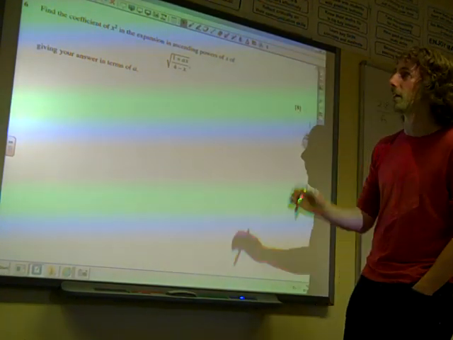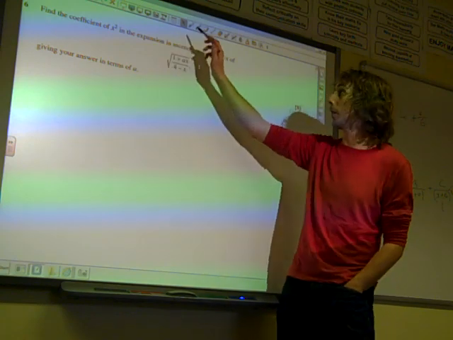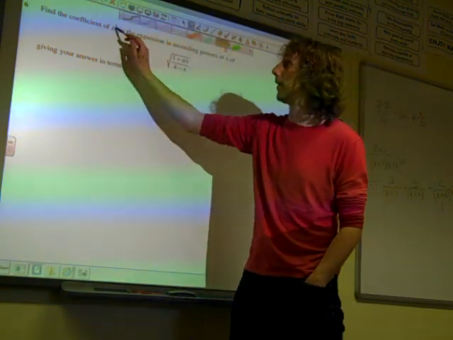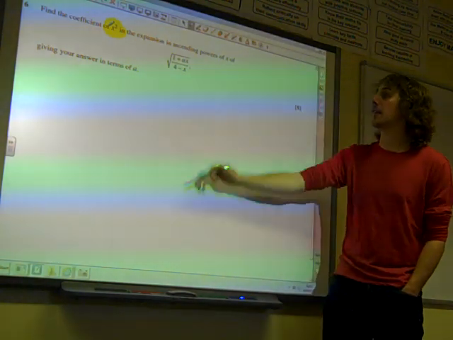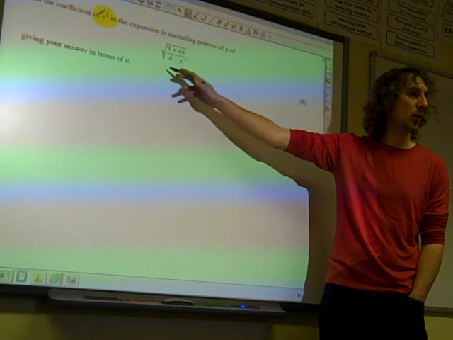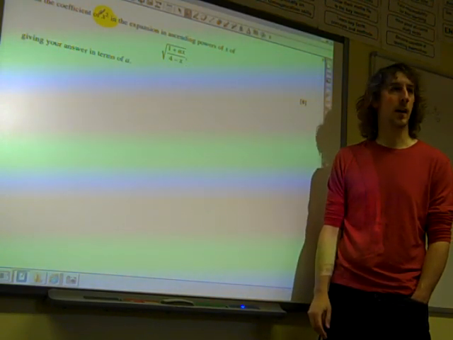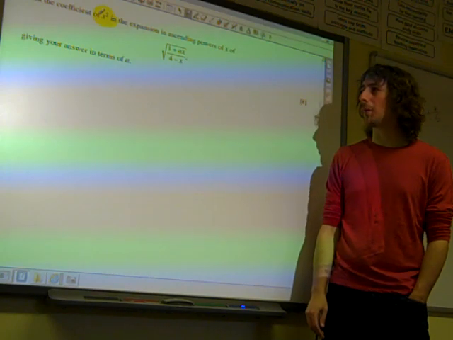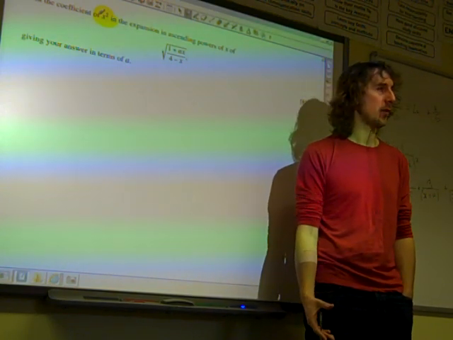So, question 6. Find the coefficient of x squared. Notice we're only looking for the coefficient of x squared in this, so we can maybe limit the amount of work we have to do. In the expansion in ascending powers of x, of this, the square root of (1 plus ax) over (4 minus x). Well, that doesn't even look like a binomial expansion thing yet.